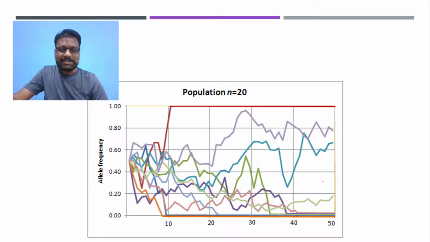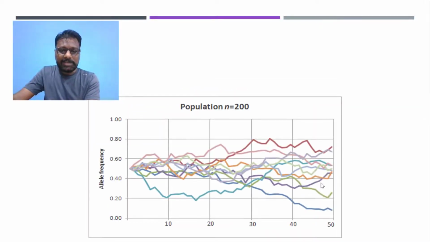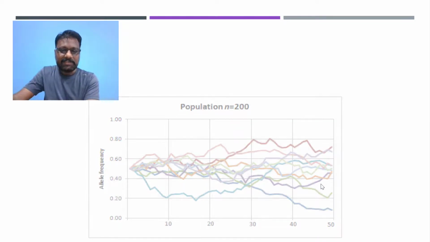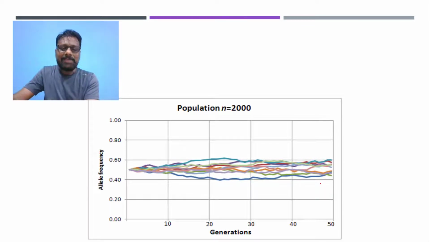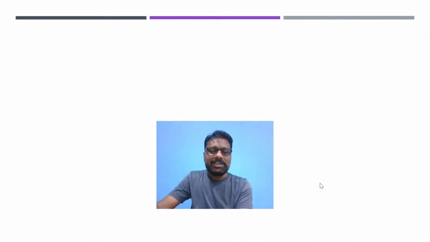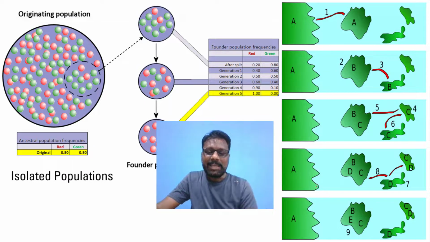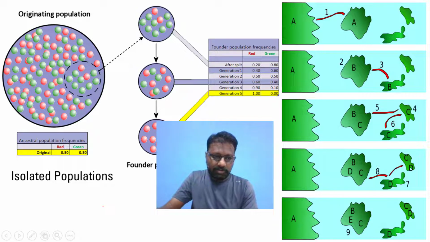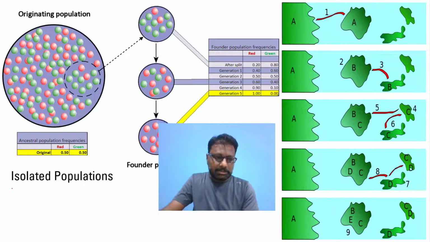So here is the simulated population deviation. When the population is 20, this is how the allelic frequency has drifted. When the population is increasing, the drift in the allelic frequency is decreasing. So this clearly shows that genetic drift cannot operate strongly in a larger population, but it has a strong effect on a smaller population.